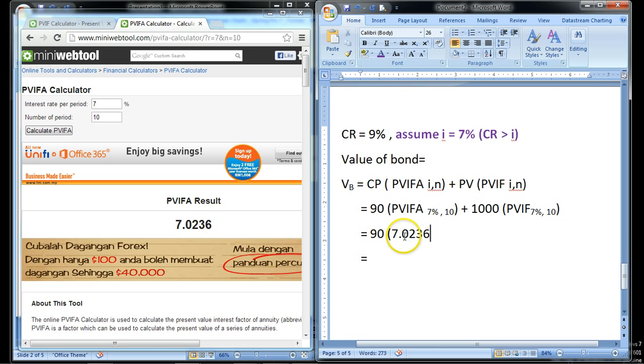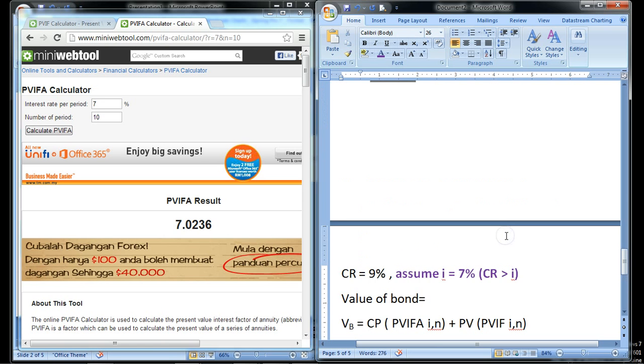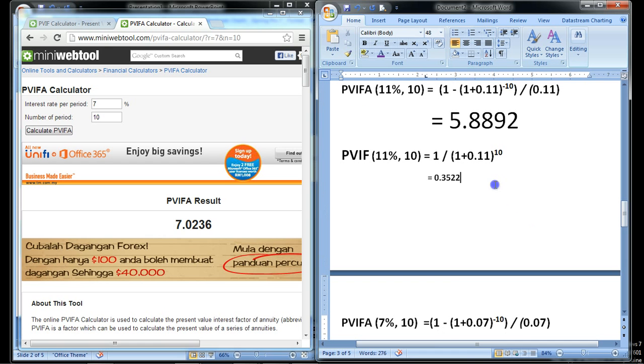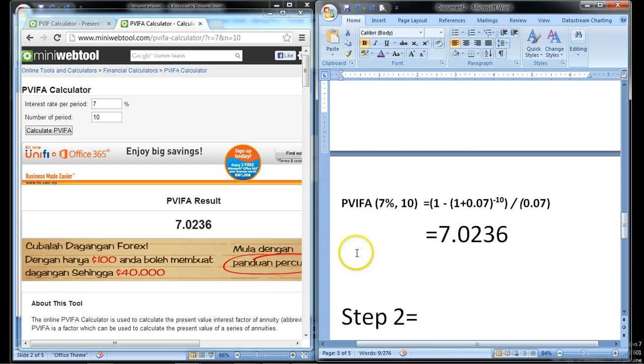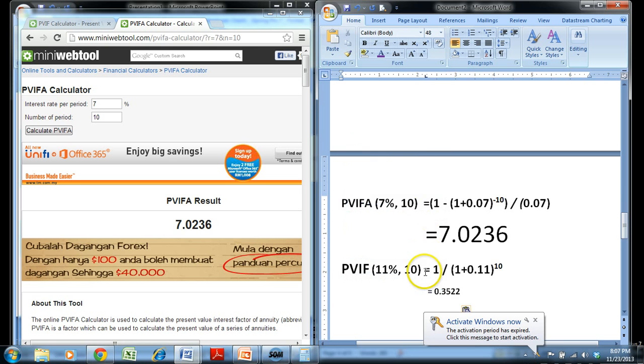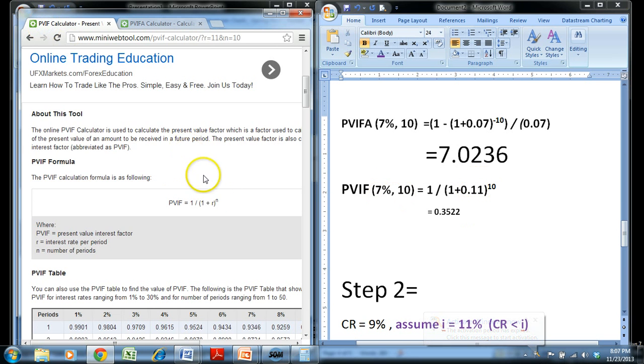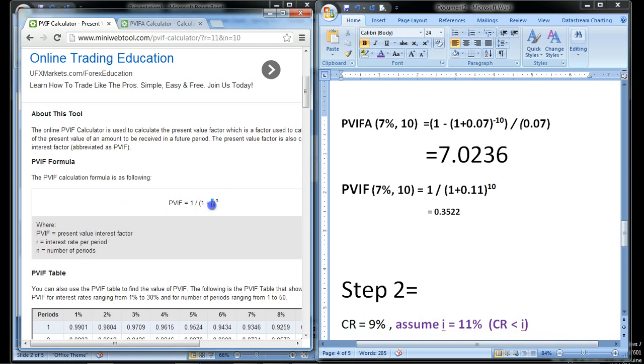7.0236 just now, right? Plus the par value of 1000. Using the same step, but you have to use 7% now. So PVIF, you have to calculate again, class. Using the same formula for PVIF. Class, remember, PVIF and PVIFA are different. So now you have to use 7%. Use the same formula. You see R, so your R must be a new one. 0.7 or 0.07? Very good, class. You're clever. You have to use 0.07.